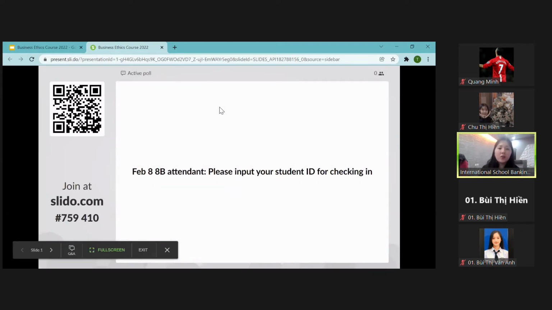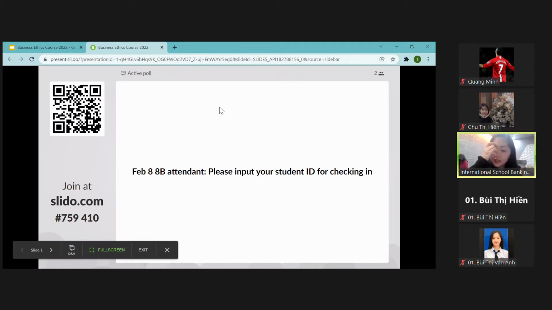By two different ways. Number one, you can use your cell phone. Open the camera app on the cell phone, but not to take a selfie picture, but to scan the QR code right here. When you scan the QR code on your camera, it will show up a link. You click on that link, and it will direct you to a box for you to enter your student ID for checking in.